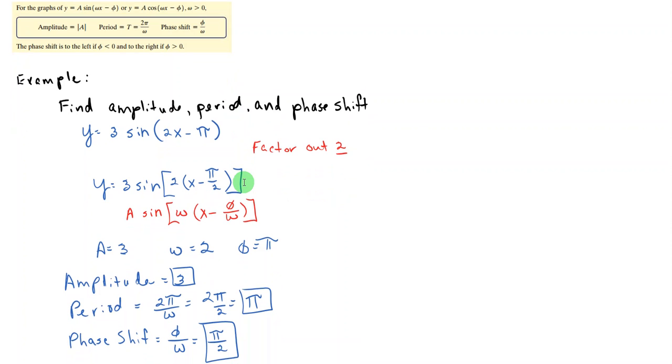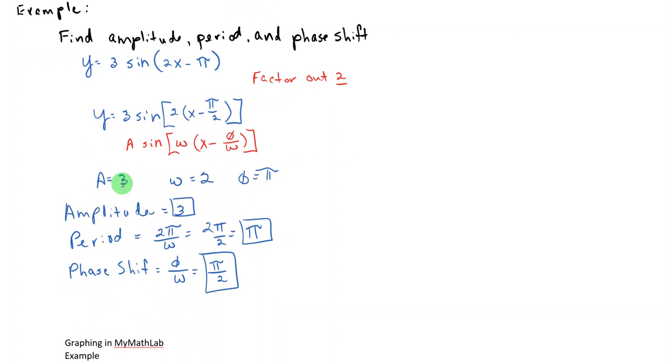So if you were asked to find the amplitude, the period, and the phase shift of this function, you always want to factor out the 2. Factor out the 2. So when you do that, you have 2 parentheses x minus pi over 2, right? Okay, so your A is 3, your W is 2, your phi is pi.